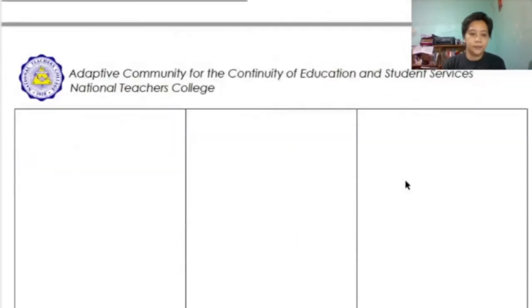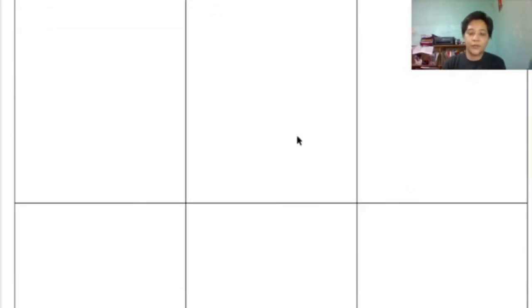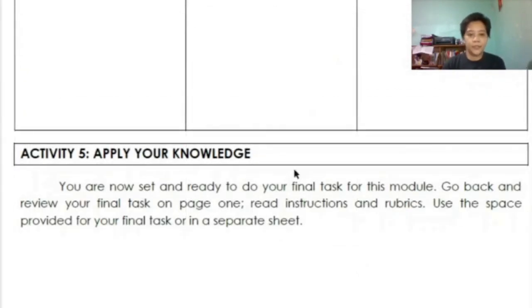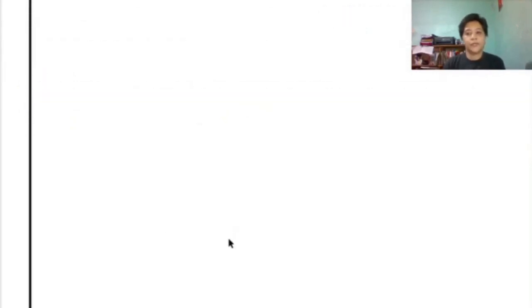Then, you will find two examples. So, it can be one for hydrogen bonding and one for dipole-dipole, or it can be two hydrogen and two dipole-dipole. So, it's up to you. For activity 5, apply your knowledge. You may use this space for the let's prepare part. Or you may have your experiment report printed and attach it to your modules.